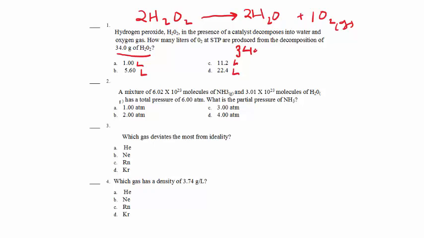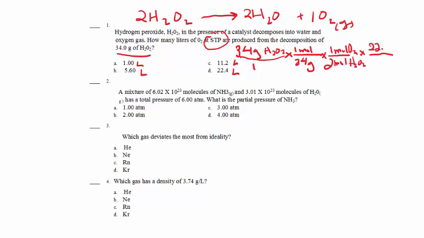So the 34 grams of hydrogen peroxide, it turns out hydrogen peroxide is 34 grams per mole. So we're talking about 1 mole of hydrogen peroxide. We also know that it reacts on a 2-to-1 ratio. So 2 moles of hydrogen peroxide will make 1 mole of oxygen gas. And we know that at STP, 1 mole of oxygen gas should contain 22.4 liters.